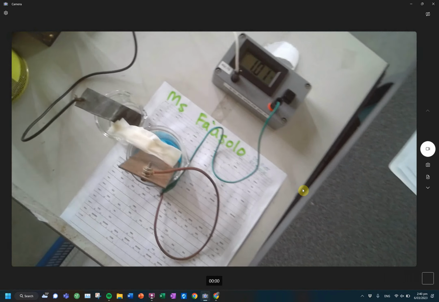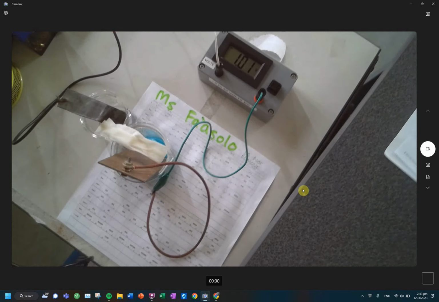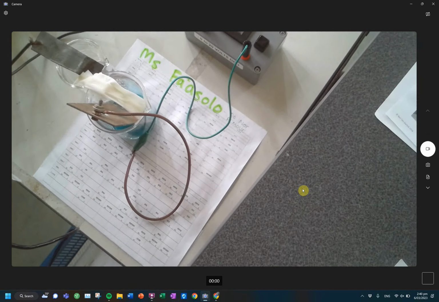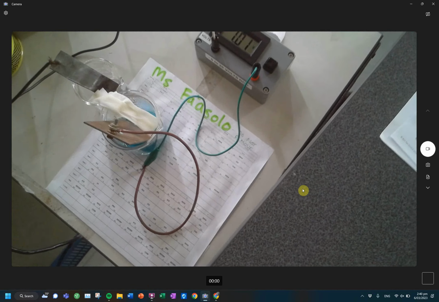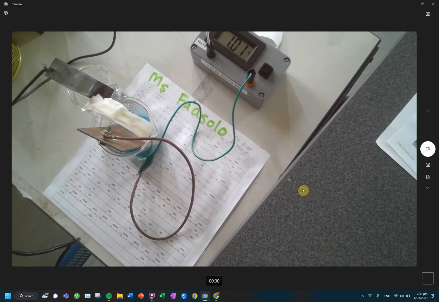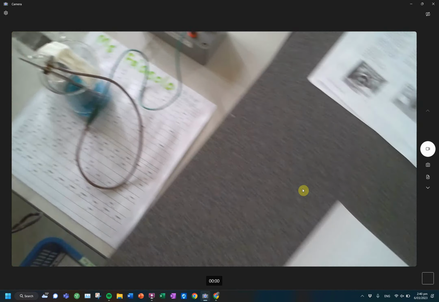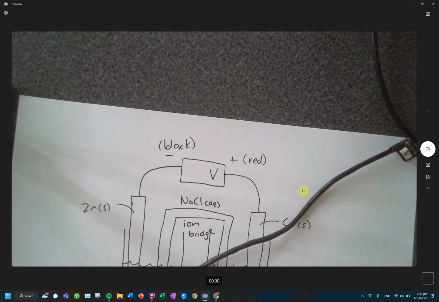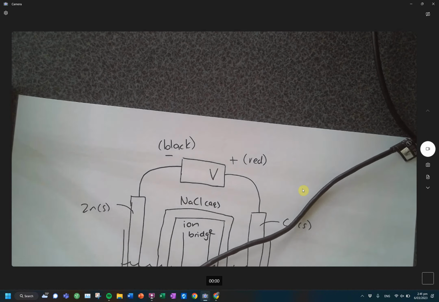If I put a piece of zinc into some copper sulfate, you'll notice that over time the zinc will start to coat with some copper, and it will start becoming less and less blue. So that in its own is a redox reaction.